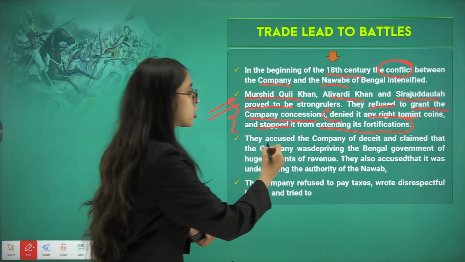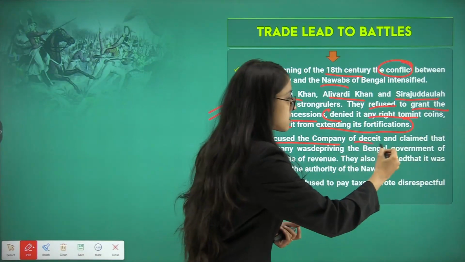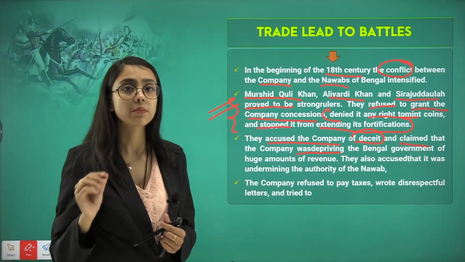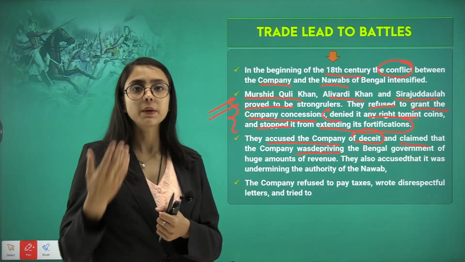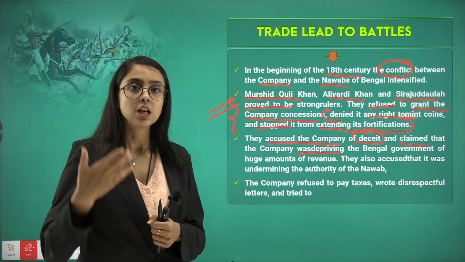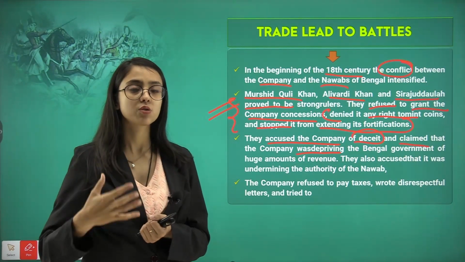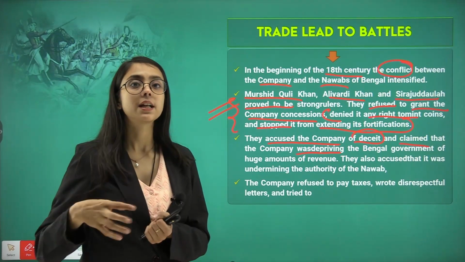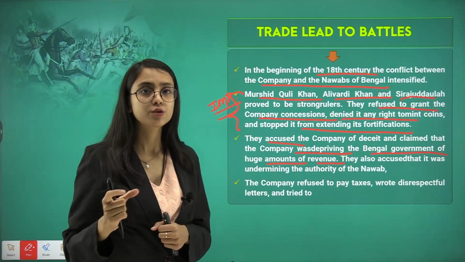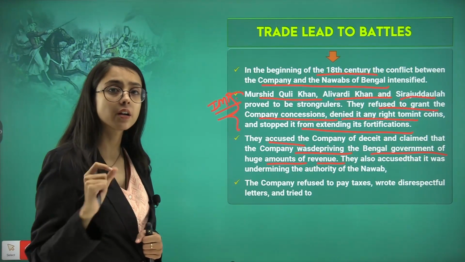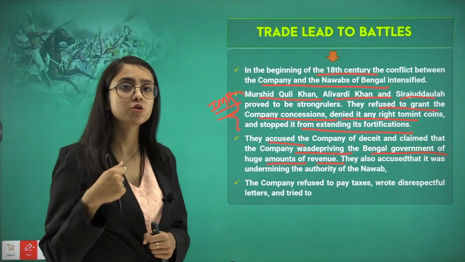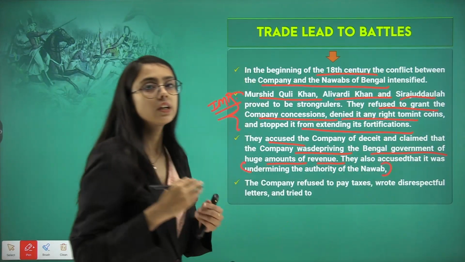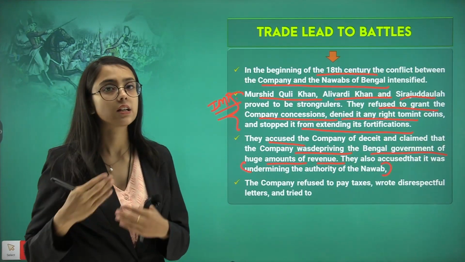They accused the company of deceit and claimed that the company was depriving Bengal of revenue. Of course, the company was not paying taxes, so the government revenue which had to go to the state was being decreased. So there was a deprivation. The Nawabs also stated that the company was undermining the authority, the power and the respect of the Nawabs in Bengal. This resulted in battles and conflict, and it intensified over a period of time.